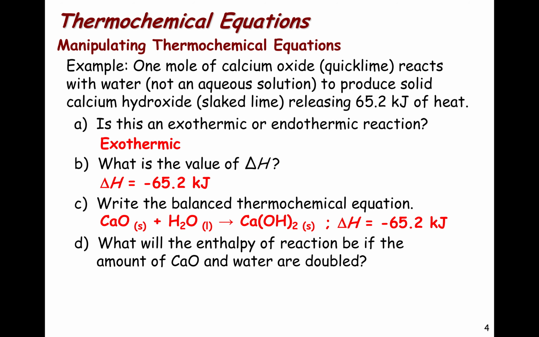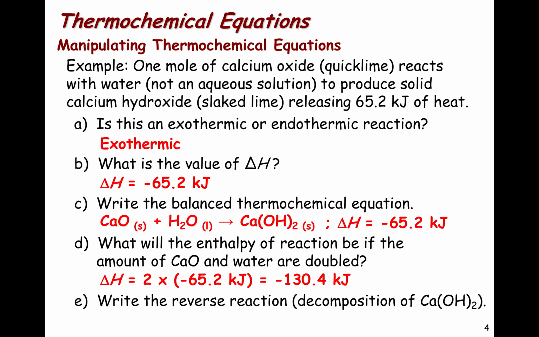All right, in this particular case then, what would the enthalpy of reaction be if the amount of calcium oxide and water were doubled? Well, if we double the coefficients, then we're also going to have to double the heat, and so as a result we would produce 130.4 kilojoules, or twice as much heat as we produced when there was only 1 mole of calcium hydroxide produced.